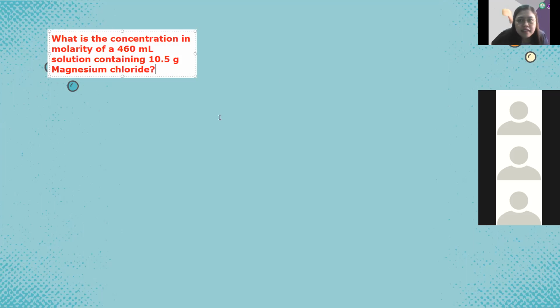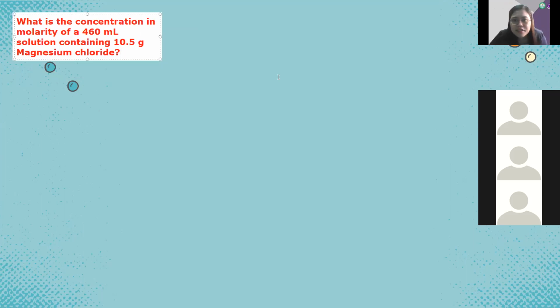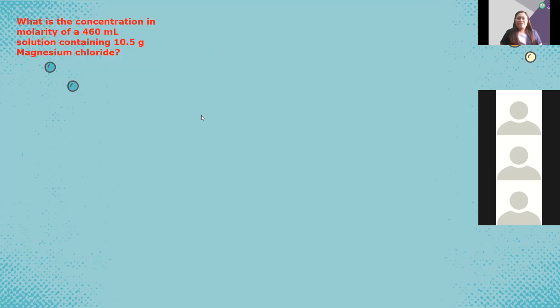On the screen, your internet connection is unstable, they say. I hope it won't cut off. But again, what is the concentration in molarity of a 460 ml solution containing 10.5 grams of magnesium chloride? Is our problem. Okay? You try first. Later, we'll solve it on the screen. Let's see if we'll have the same answer.